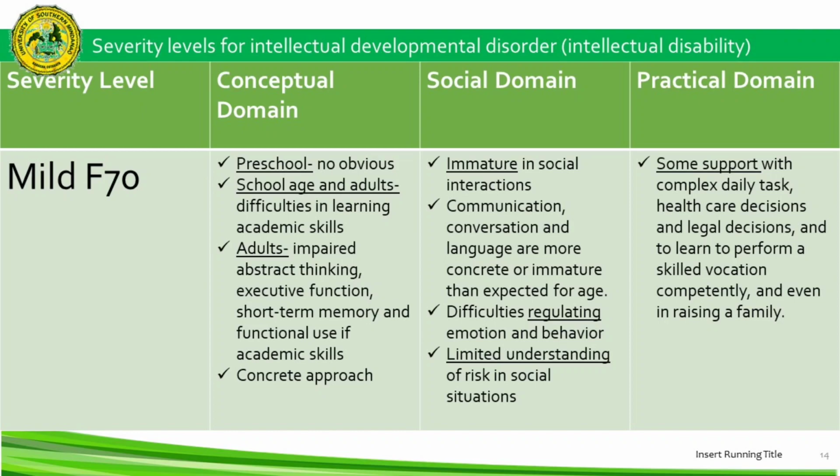Sa adults, impaired abstract thinking, executive function, short-term memory, and functional use of academic skills. Sa social domain naman, mild ito kapag merong immaturity in social interactions, merong communication, conversation, and language are more concrete or immature than expected for age. Merong difficulties regulating emotion and behavior, at merong limited understanding of risk in social situations. Sa practical domain naman, some support with complex daily tasks, healthcare decisions, and legal decisions, and to learn to perform a skilled vocation competently and even in raising a family.